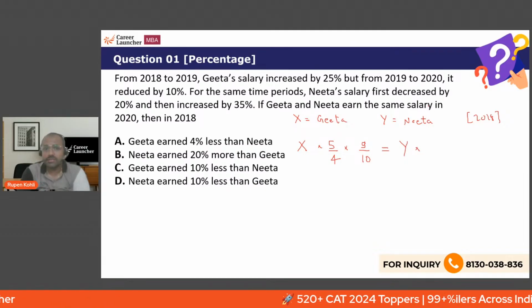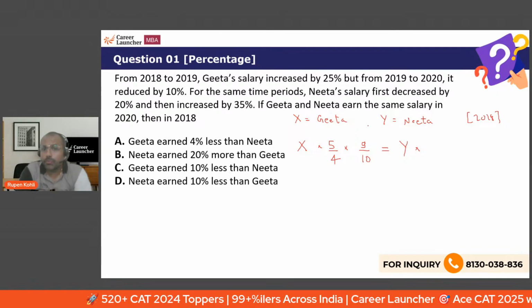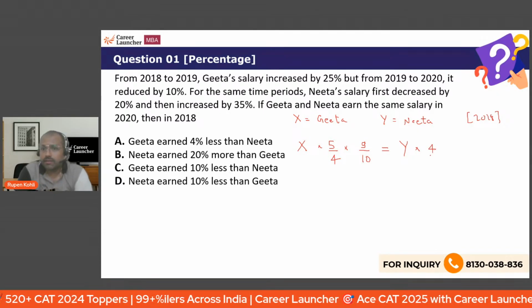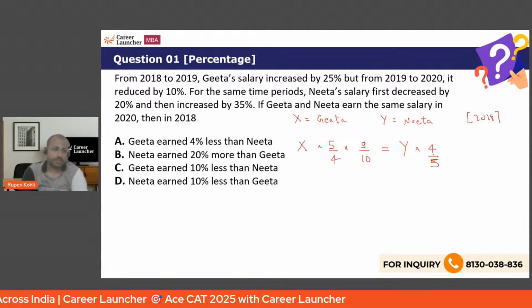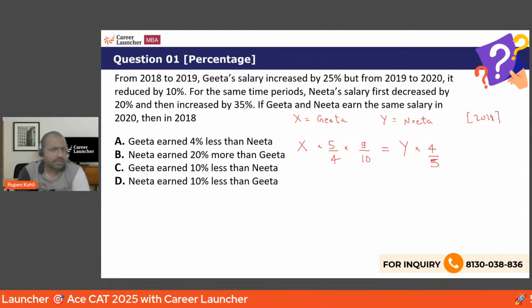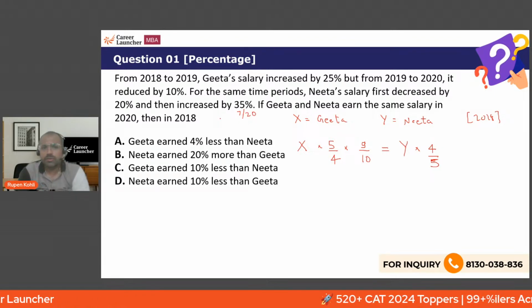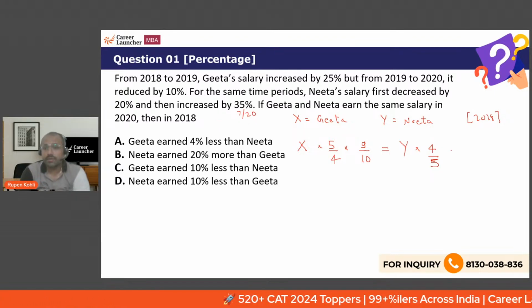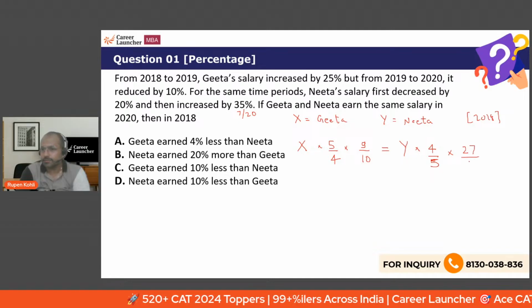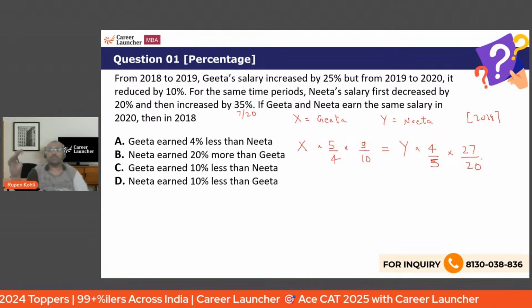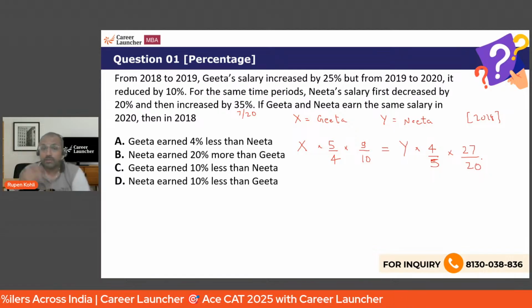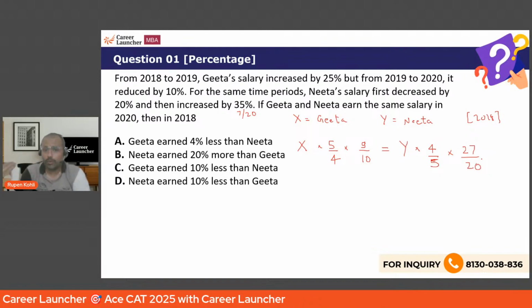Then Y first decreases by 20%, which is 1/5, so it becomes 4/5. And then it increases by 35%. 35% is 35 by 100 or 7 by 20 as a fraction, so it becomes 1 plus 7 by 20, which is 27 by 20 times. The point is, this single equation captures all the information, and the idea of multiplying factor helps you to reach there quickly.